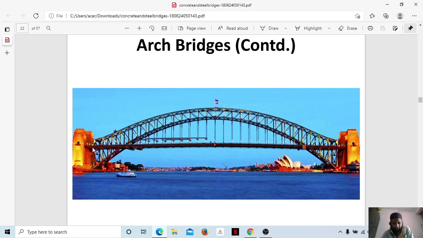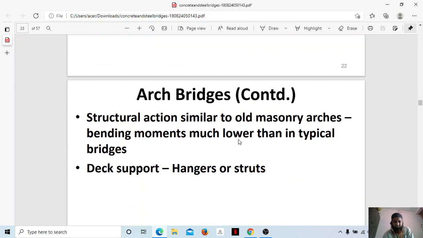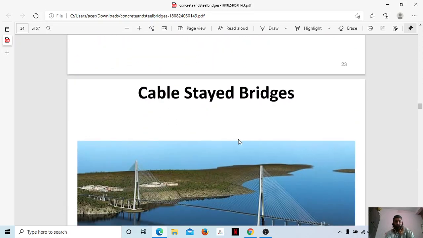This is in Australia. The Opera House can be seen here. You can just see the arch bridge. Very good construction here. Structural action is similar to old masonry arches, with bending moments much lower than in typical bridges. So bending moments are reduced because of this arch action. For deck support, hangers or struts are used at the corners, depending on the need.